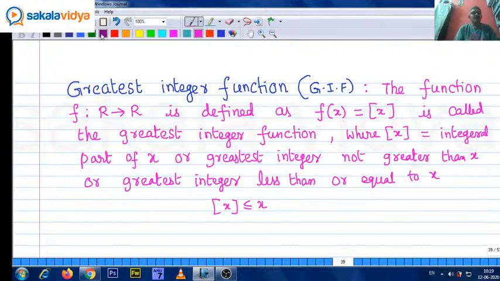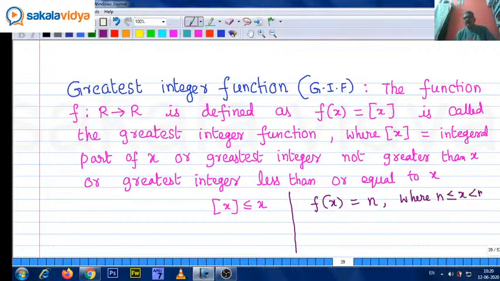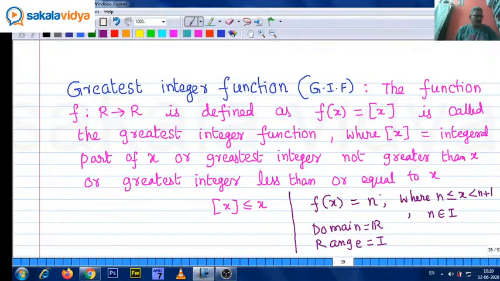And one more important point you remember. Here f of x equals n, that means in the case of n where n is less than or equal to x, x less than n plus 1, n belongs to integers I. The domain of the greatest integer function is R, the set of real numbers, but the range we get is integers only. Understood now?